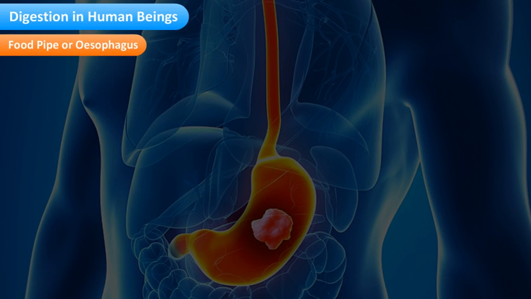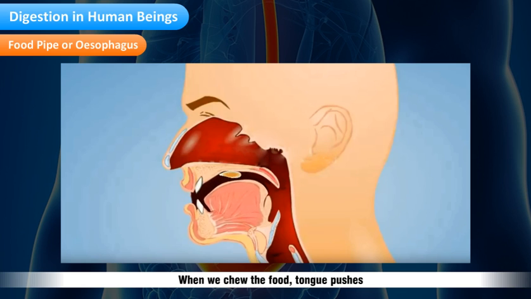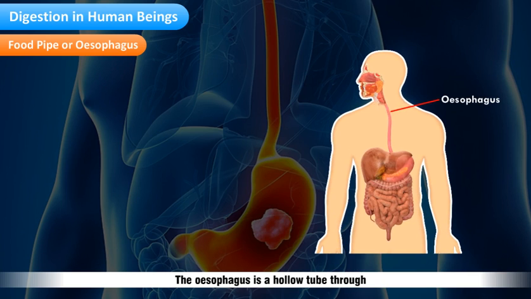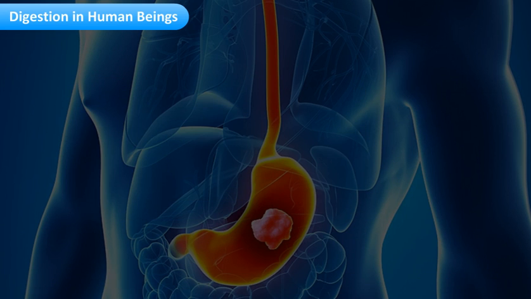Food pipe or oesophagus. When we chew the food, the tongue pushes the chewed food into the oesophagus. The oesophagus is a hollow tube through which food moves down by the peristaltic movement of its muscular wall. From the oesophagus, food goes into the stomach.